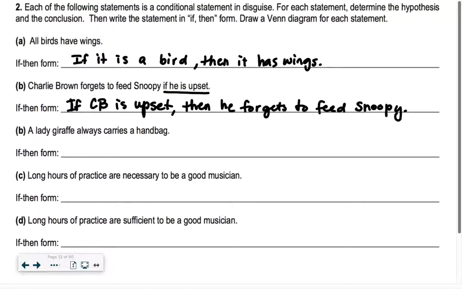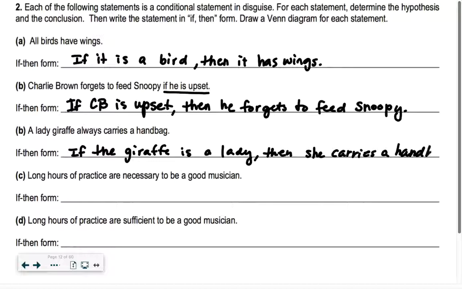All right, so a lady giraffe always carries a handbag. That's the weird one, right? So if the giraffe is a lady, then she carries a handbag. They're weird, aren't they? All right, do these make sense? I don't know why I did two B's. That's a C, I guess, and this is a D and E.